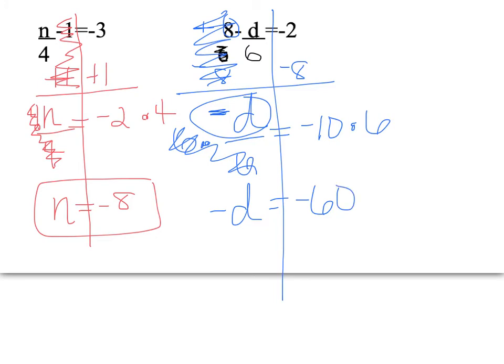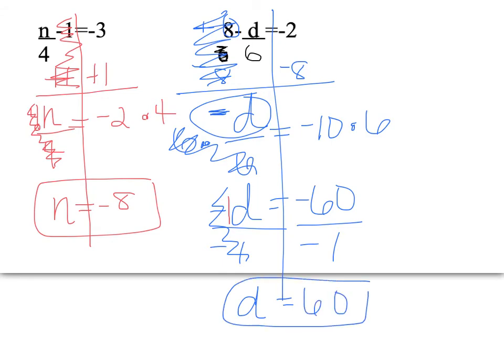Now we've already done 2 steps. In this particular type of problem, we're actually going to have to do 3 steps because this negative is really the same as a negative 1 times d. The opposite of times is divide, so you're actually going to divide again. Okay, the negative divided by negative is a positive, so now we have a positive d equals a positive 60.